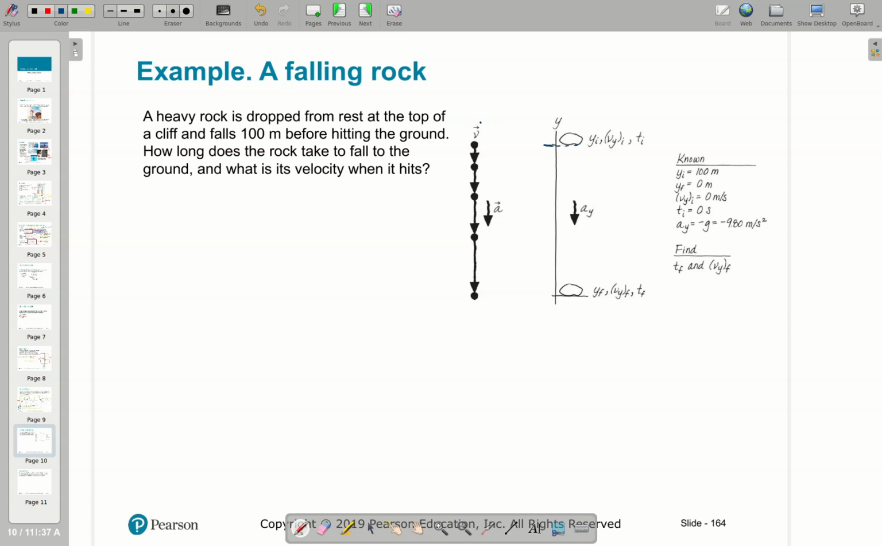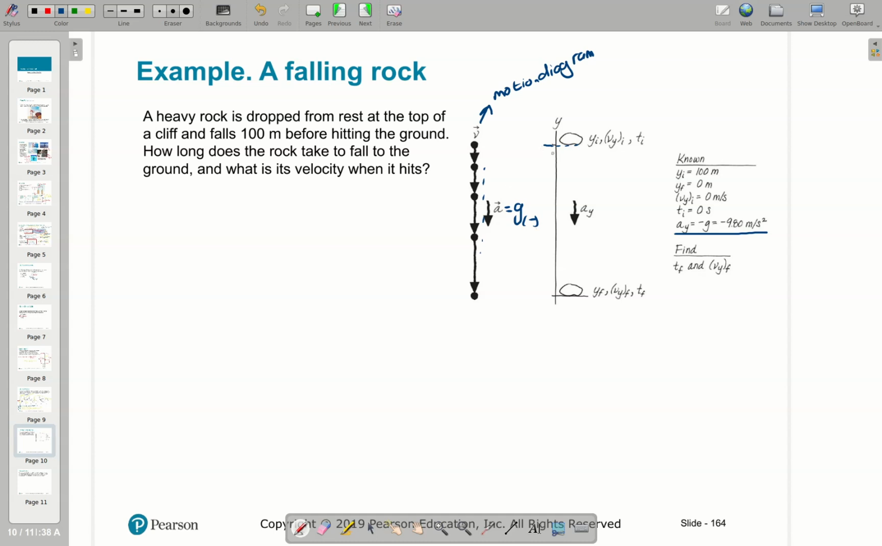This is a motion diagram. We don't always have to draw a motion diagram, but it helps us understand what happened. If we like, we can draw it. Velocity will increase, increase, increase. A is downward, equal to g. Here they said a is equal to minus g, but we know this is minus. So as long as I include the minus, I will be all good.